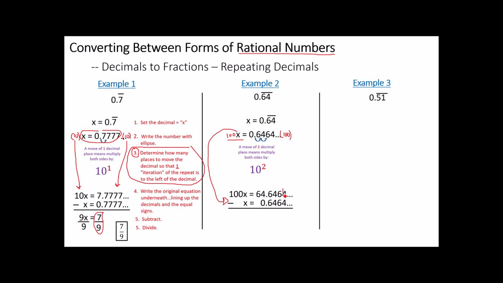Over on the right, 4 minus 4 is 0, 6 minus 6 is 0, 4 minus 4 is 0, 6 minus 6 is 0. 4 minus 0 will be 4, 6 minus 0 will be 6, so you end up with 64. Again, my students aren't great at solving equations yet. It's a new concept for us this year, so I just tell them, divide both sides by 99, and you get 64/99ths.